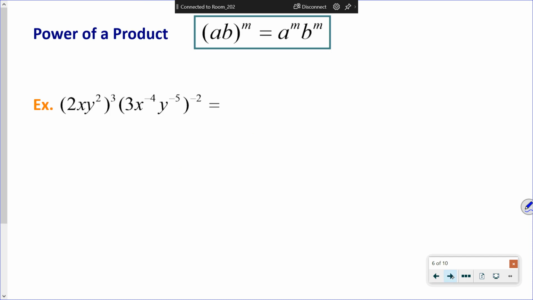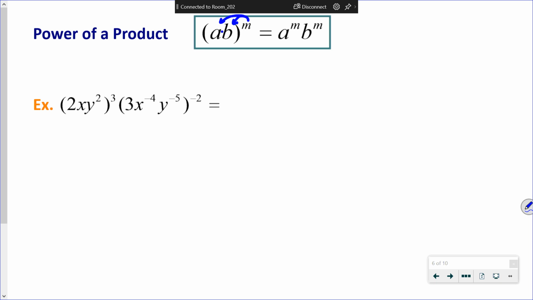This one's a little bit easier. This is to say power of a product. If you've got a bunch of things inside the parentheses being multiplied together, and we've actually been practicing this one, that's why it's easier, you take the exponent and multiply it by each power, and that's how you end up with a to the m and b to the m. So we've been doing that.